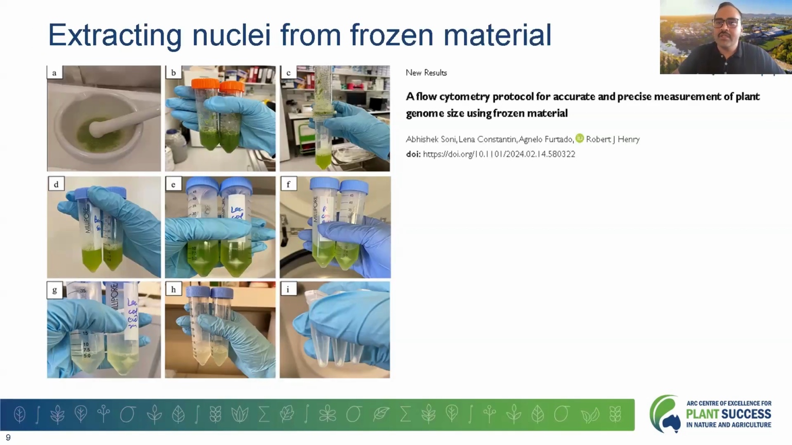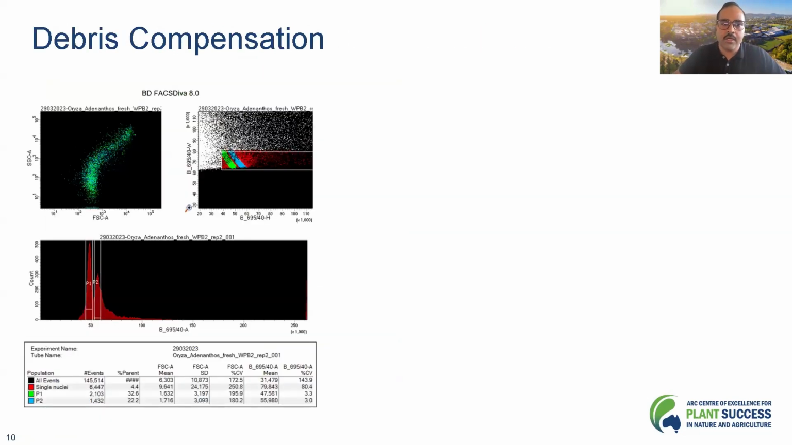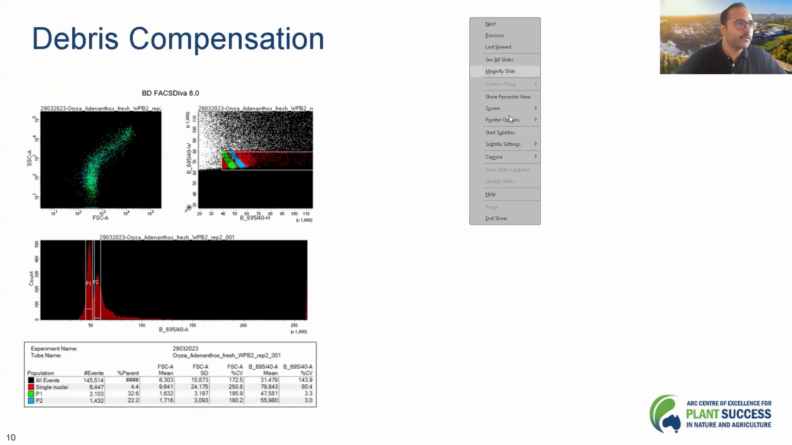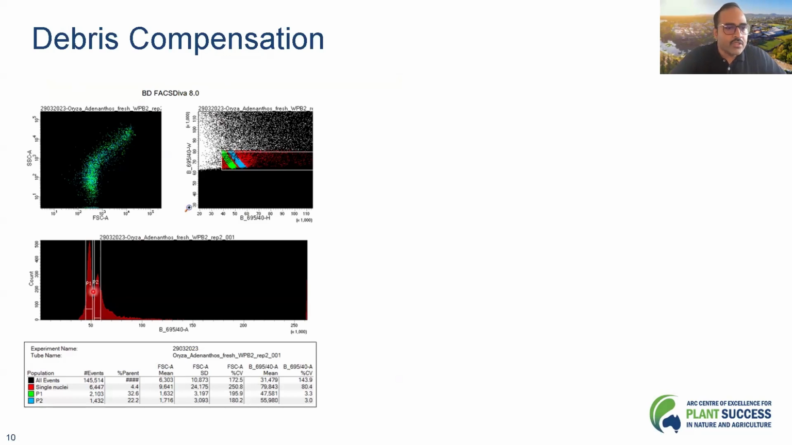The only issue with this method is that when we have leaf material in frozen condition, we have a higher amount of debris, and then this happens. In this image, we can see that there are two peaks. However, at the bottom of the peaks, we have excessive debris. That's the issue. We are not able to clearly identify our two peaks. And when the peak bases are wider, the coefficient of variation goes well beyond 5%, which is not standard in flow cytometry measurements.